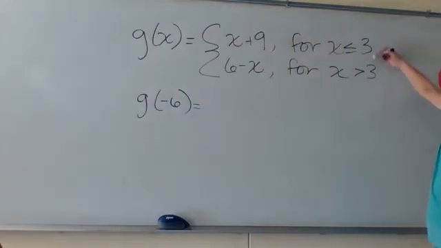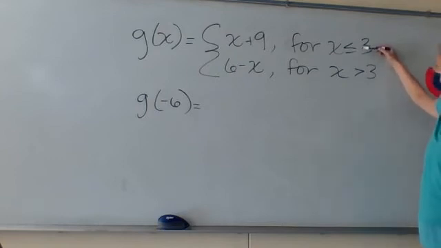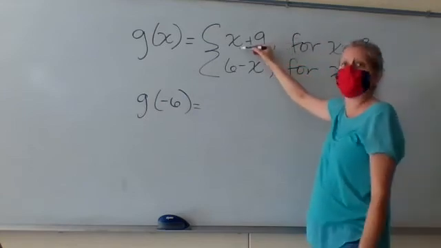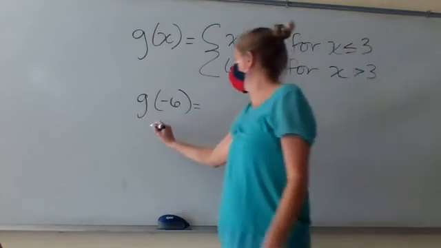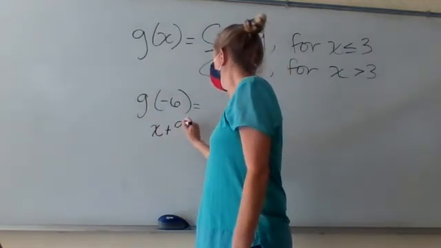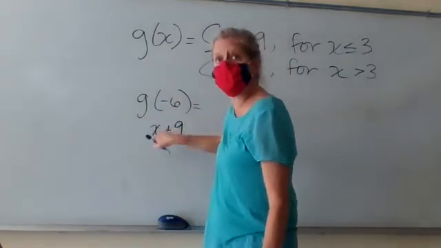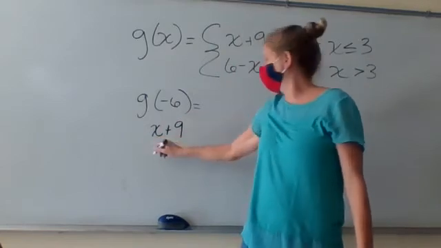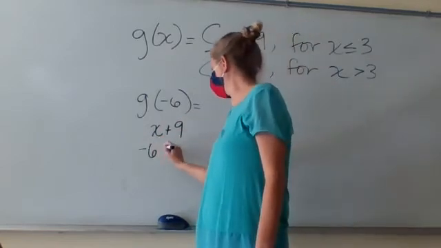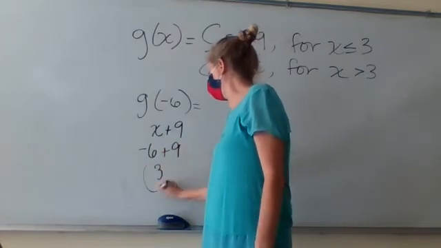Is it less than 3 or greater than 3 or equal to 3? It's less than 3, right? Negative 6 is less than 3, which means negative 6 goes in this piece. So it goes in the x plus 9 piece. So now it just wants you to plug it into that x. So let's see, what's that going to give me? Negative 6 plus 9, which is 3.